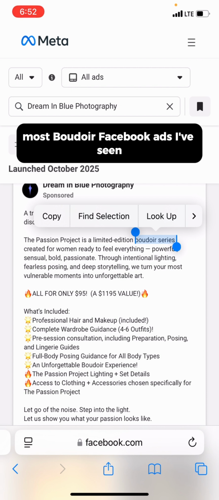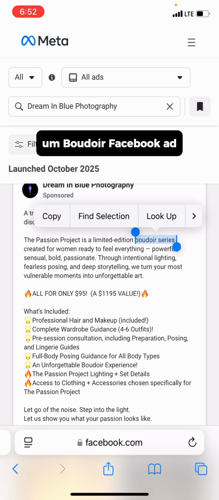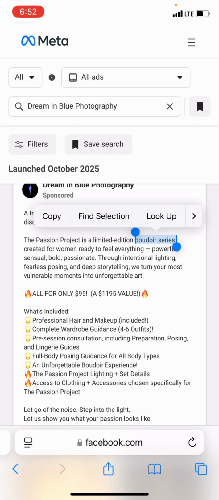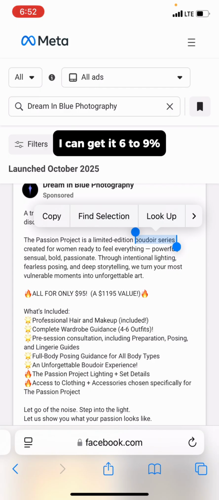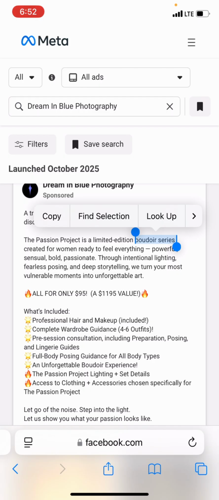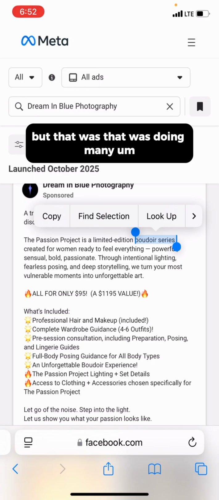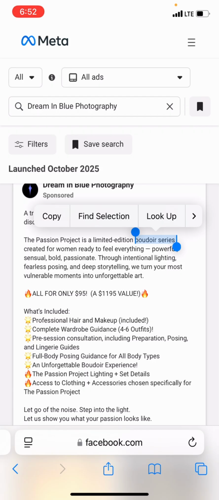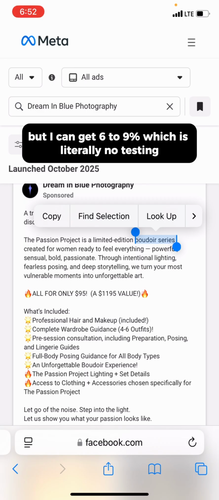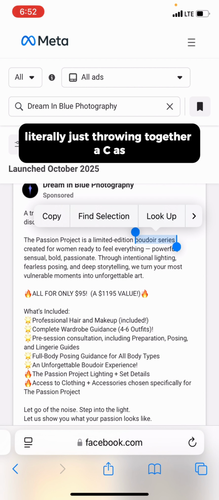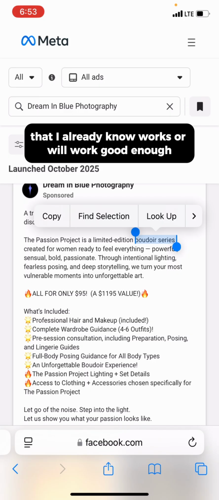Most Boudoir Facebook ads I've seen have a unique CTR between 2 to 3%. I can get it to 6 to 9%. I've been able to get 10 to 14%, but that was doing many iterations of testing. But I can get 6 to 9%, which is literally no testing, literally just throwing together a see more headline up here that I already know works or will work good enough.